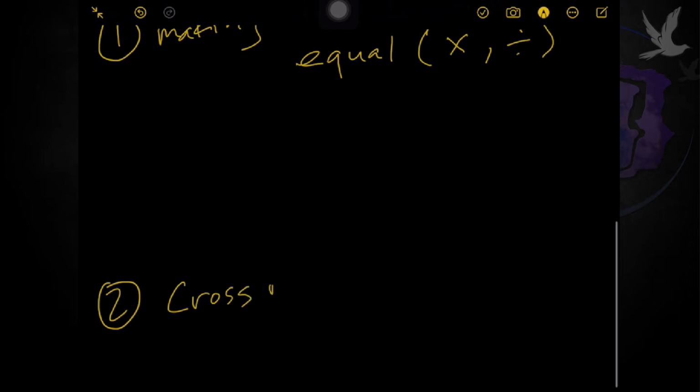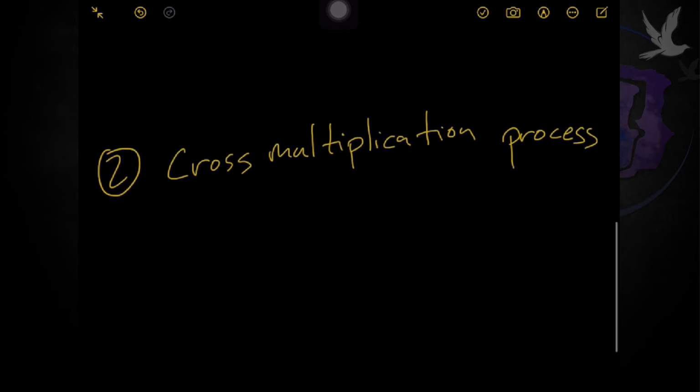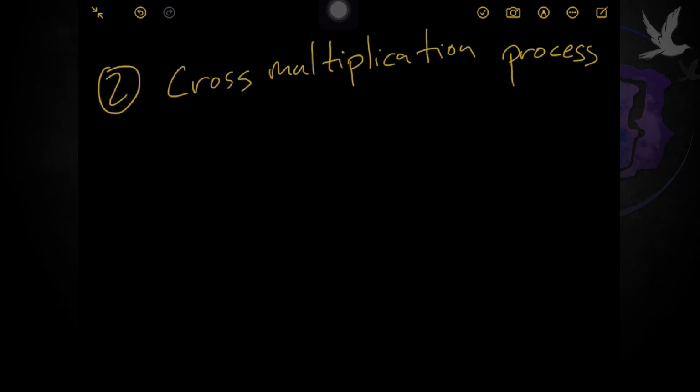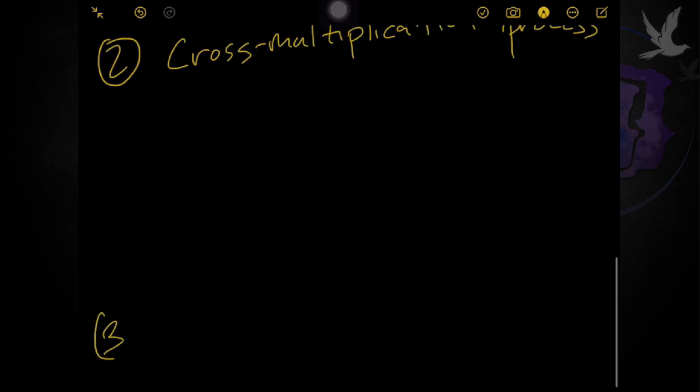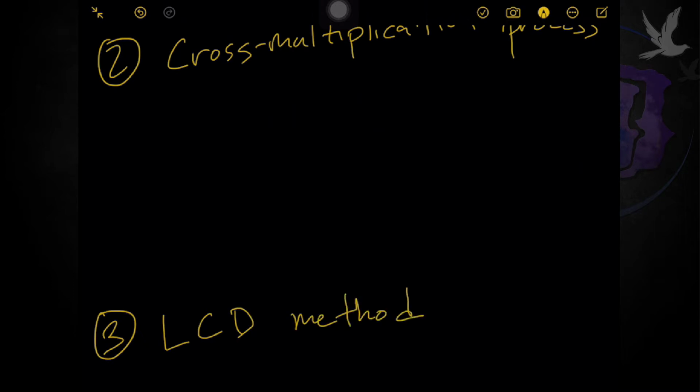cross multiplication process. Okay. This is the other one. Cross multiplication process. Actually, I find this easy. Actually, I find this the easiest among all. Kasi you just need to be familiar with what you're supposed to do. And of course, the normal way of solving dissimilar fractions is using the LCD method. Okay? LCD method through the use of the LCM or least common multiple.